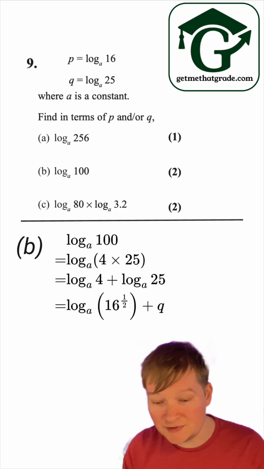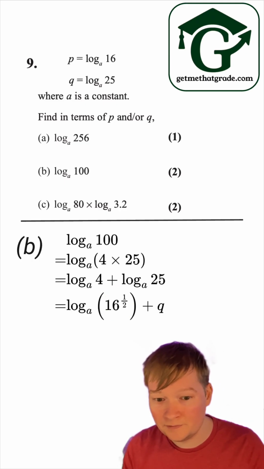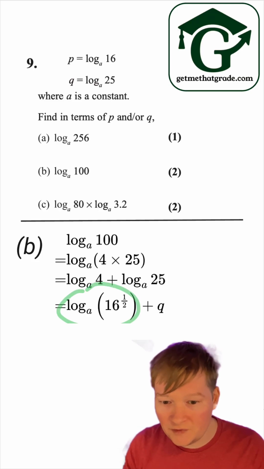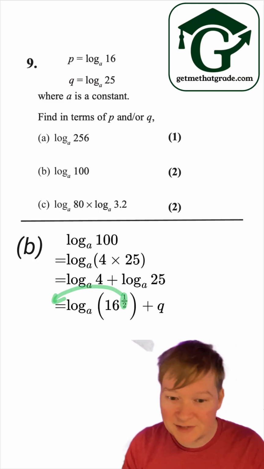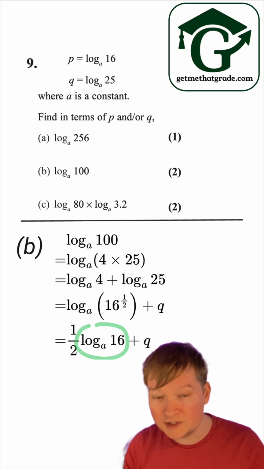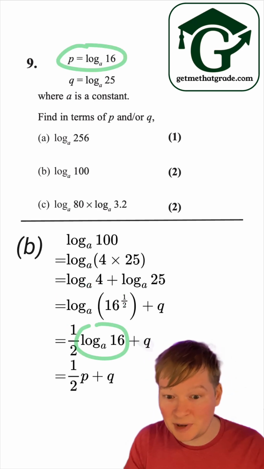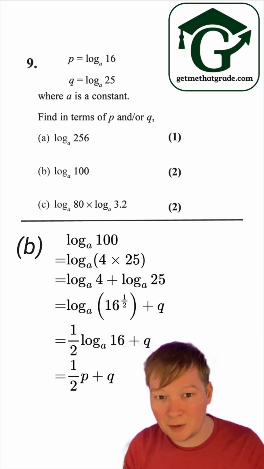The square root of 16 can be written as a power, 16 to the power of a half. What can I do with this now? Well, I can use the law of logs that allows me to bring this power to the front. So the half can come to the front, and then log to the base A of 16 is p. So that can get replaced with p, and there we have the answer to part B.